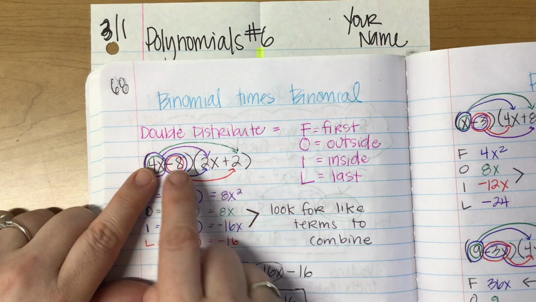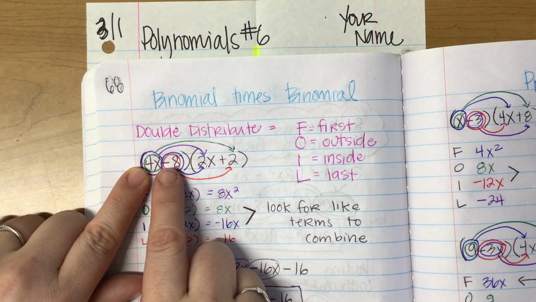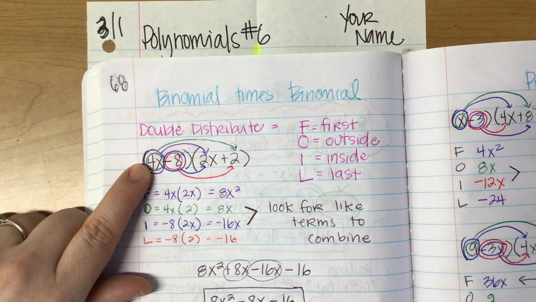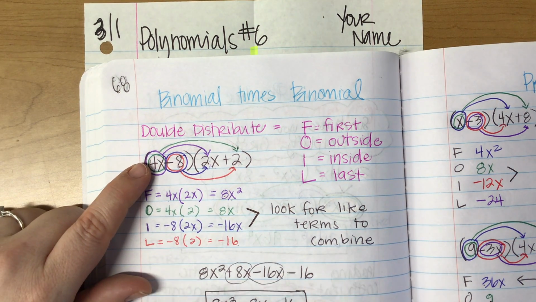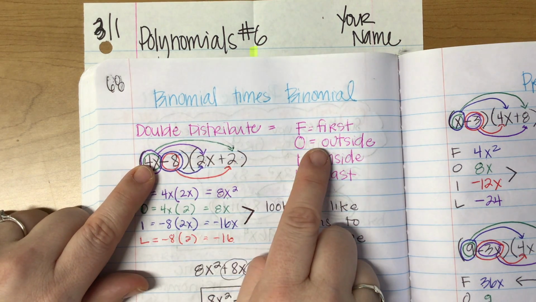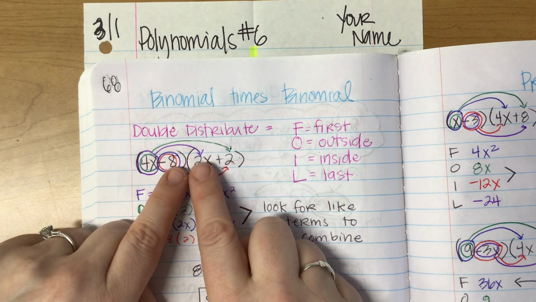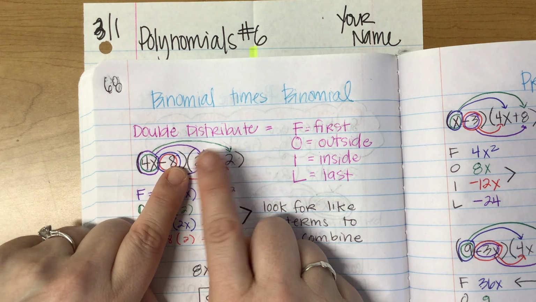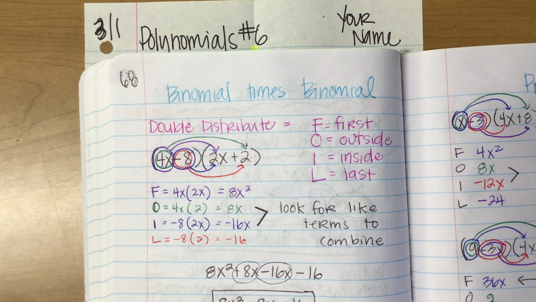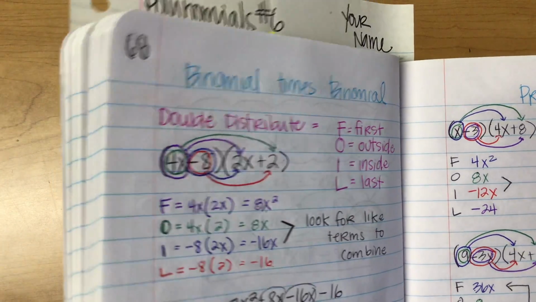You take the first term and you distribute it. You go boop, boop. And then you take the second term, because it's a binomial, and you go boop, boop. And the order of multiplication is called FOIL. It's the first term, first times first, outside, the two terms on the outside, inside, two terms on the inside, and then the last term times the last term. We say FOIL because it describes how to distribute. And then we look for like terms.